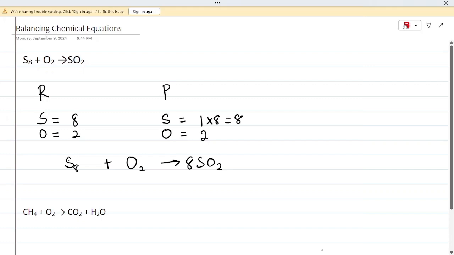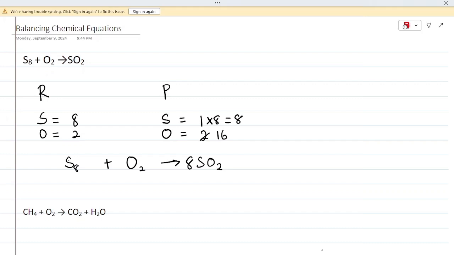Now remember, balancing is not just once. You have to recount. It may just be one step, but you have to recount and make sure that when you balance one, it did not affect the other. Just like what we have here, you observe that as we balance sulfur, it is going to affect oxygen. How? Sulfur here is 8 now. No number here, it means 1. So we have 8. Sulfur is now balanced. But look at oxygen. Oxygen here is now 8 times 2. So oxygen is no longer 2. Oxygen is now actually 16. That's why you must recount after each step.